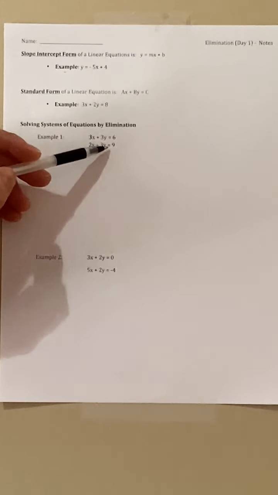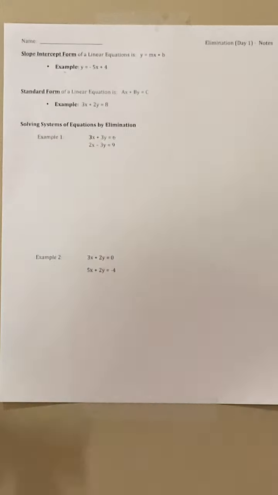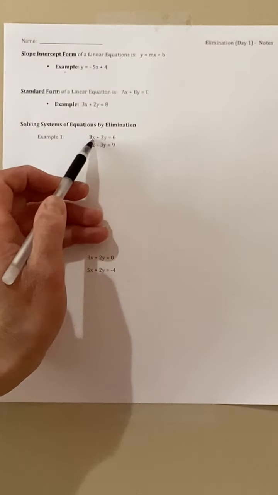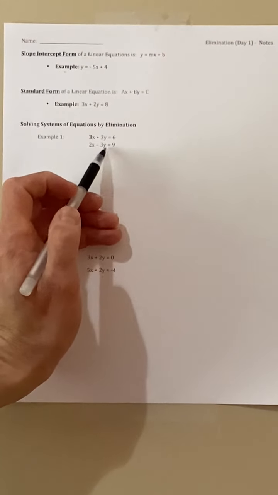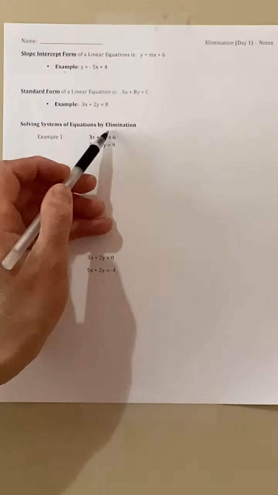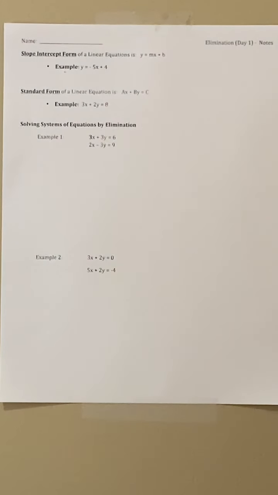We have 3x plus 3y equals 6 and 2x minus 3y equals 9. Now, I can't solve this system by setting the two equations equal to each other, like we did with the equations in slope-intercept form. I can't say 3x plus 3y equals 2x minus 3y, because these equations don't equal the same thing. So I can't set them equal to each other. But what I can do is add the two equations together, and that's going to allow me to eliminate a variable.